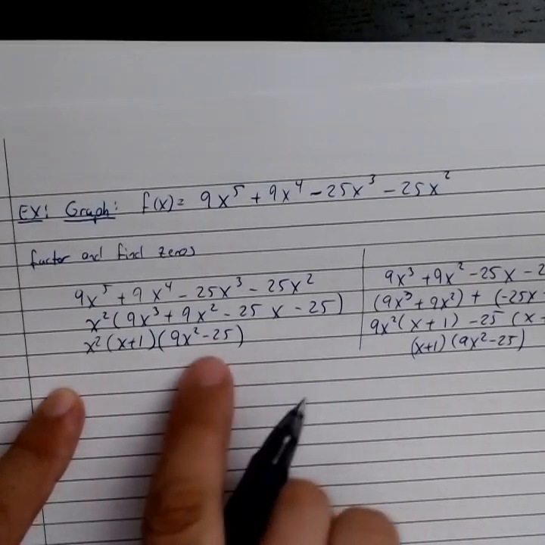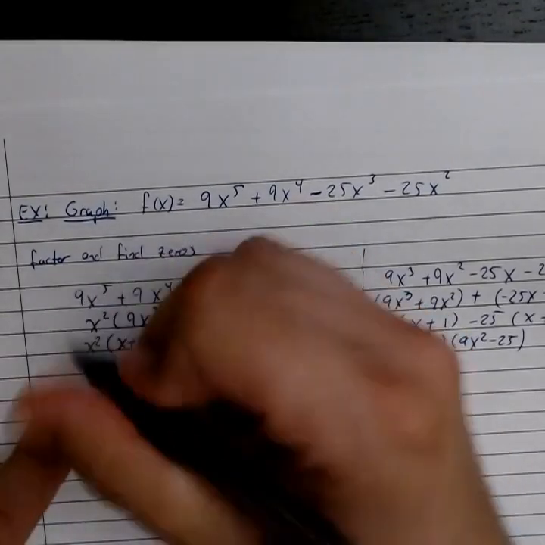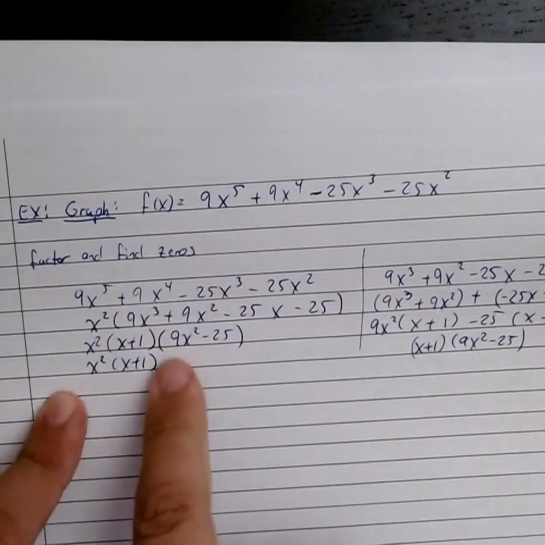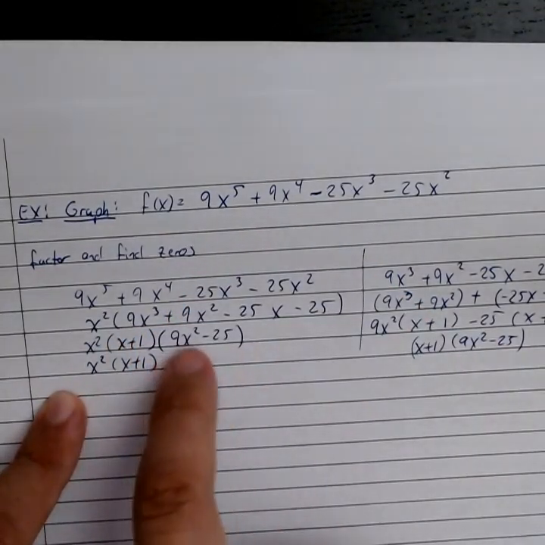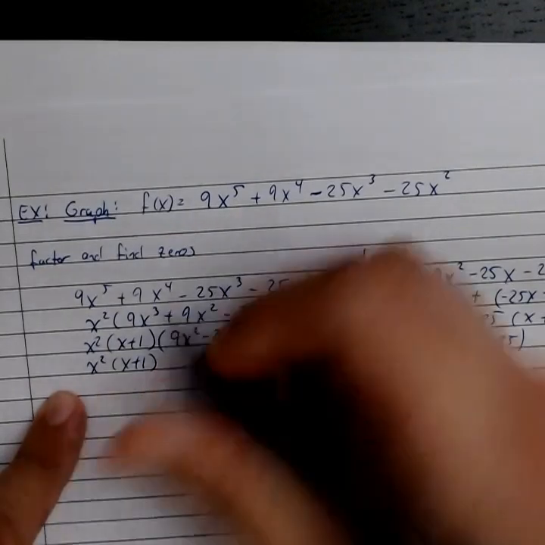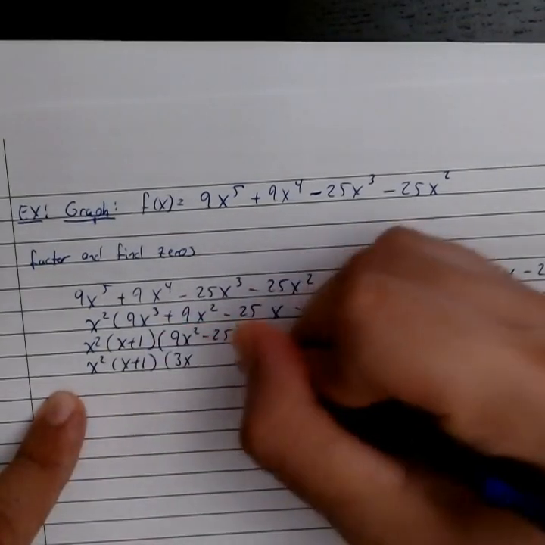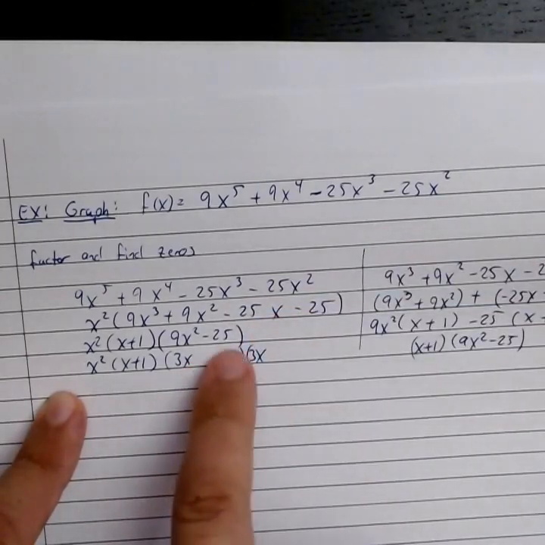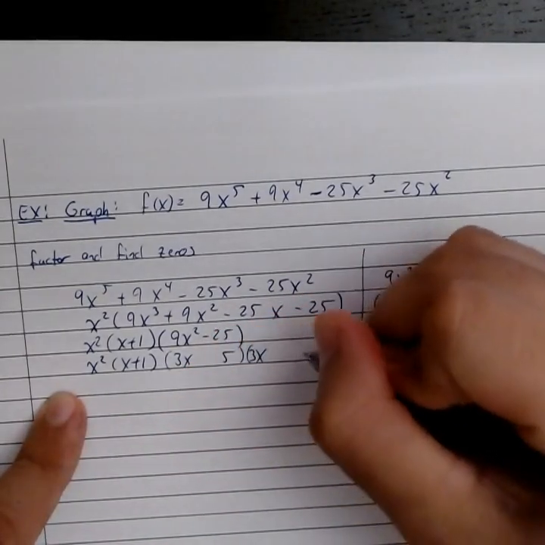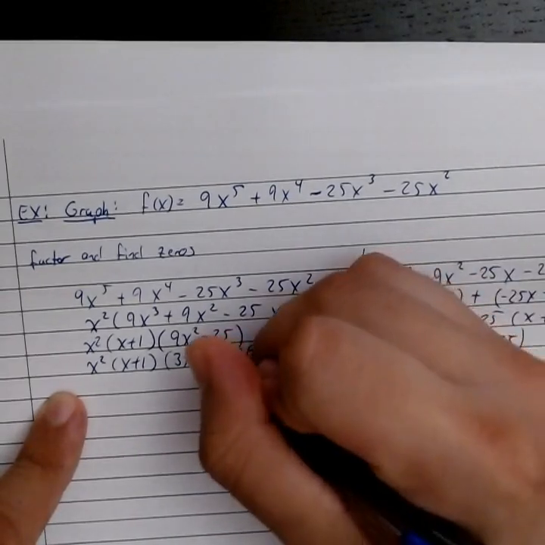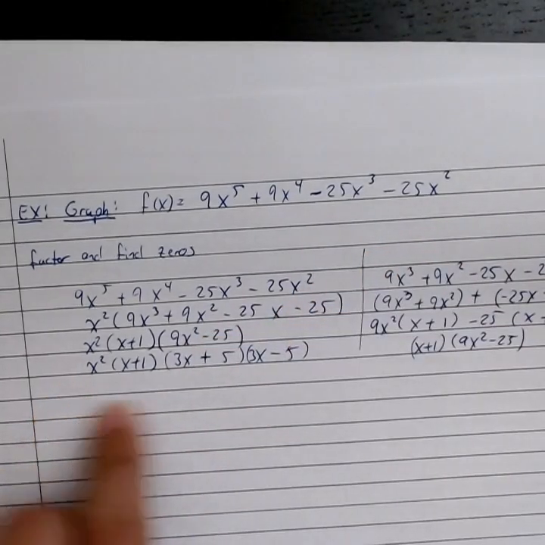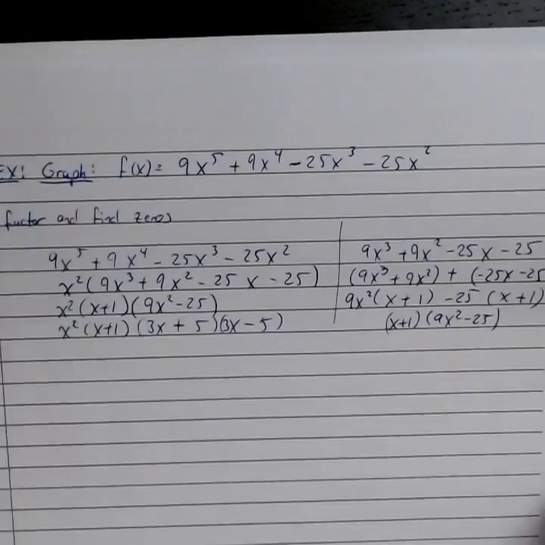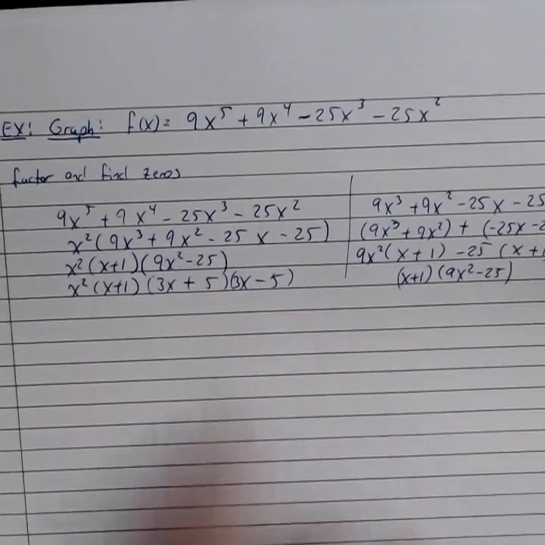And that can be factored some more. Notice it's the difference of squares. So that's x squared times x plus 1. Here, what do we square to get 9x to the second power? Well, we square 3x. 3x times 3x is 9x to the second power. What do we square to get 25? We square a 5. To complete the factoring of a difference of squares, stick a plus in one, stick a minus in the other. Okay, so there's the factorization.